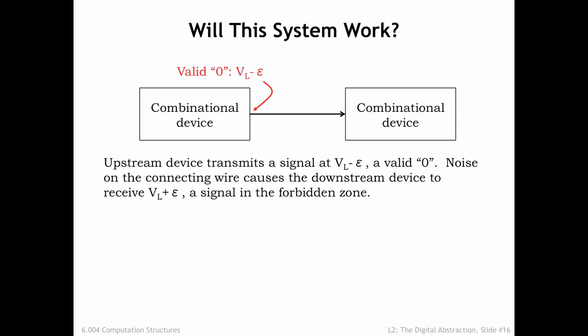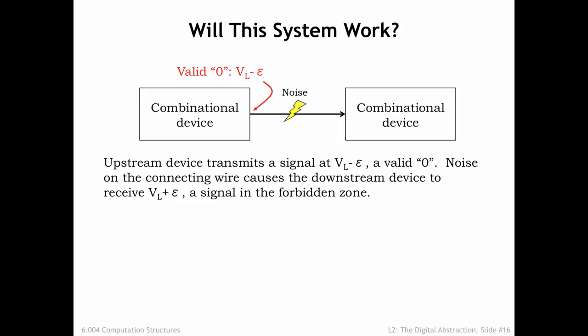There's one more issue we need to deal with before finalizing our signaling specification. Consider the following combinational system where the upstream combinational device on the left is trying to send a digital 0 to the downstream combinational device on the right. The upstream device is generating an output voltage just slightly below V sub L, which, according to our proposed signaling specification, qualifies as the representation for a digital 0.